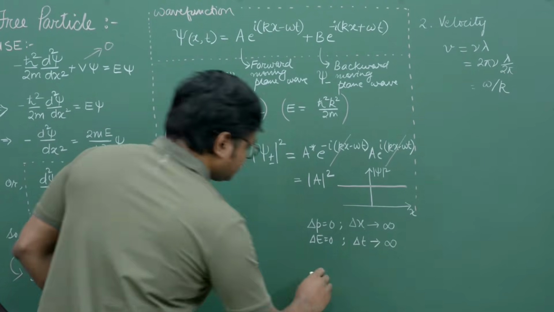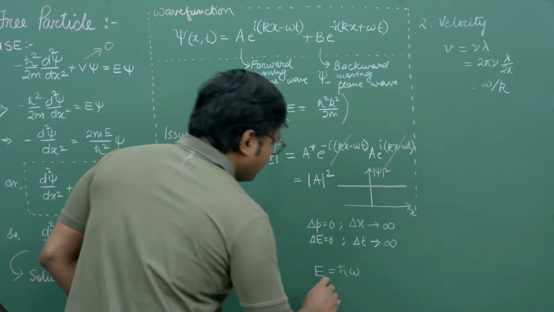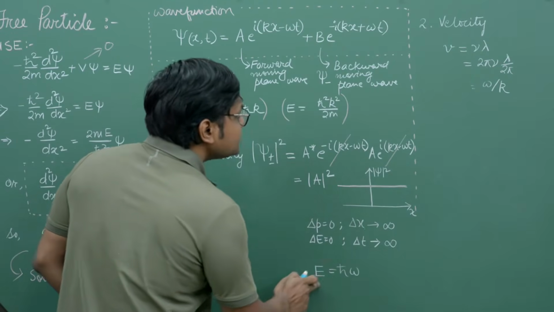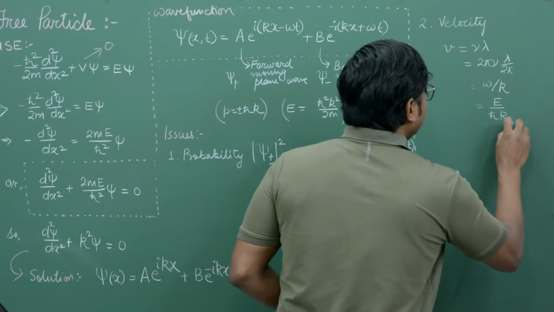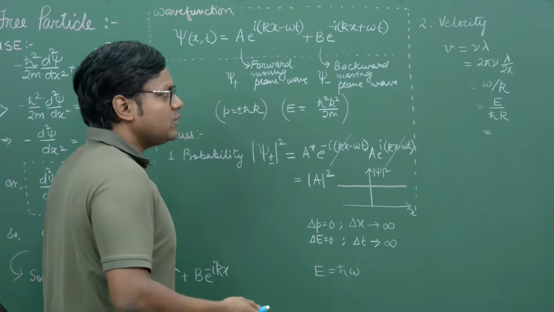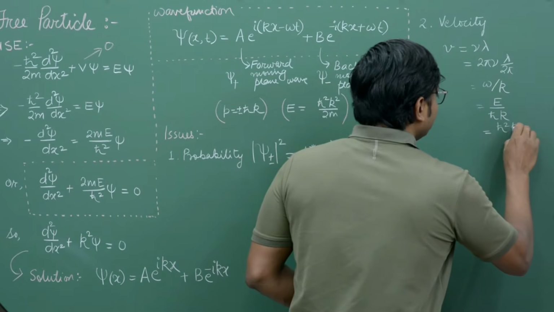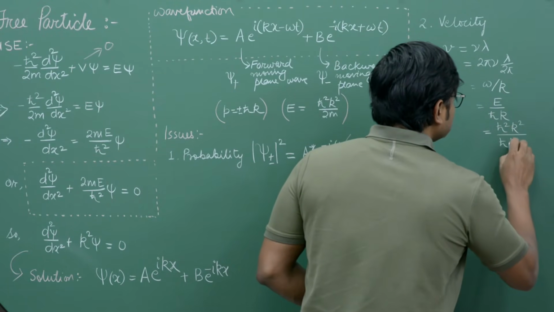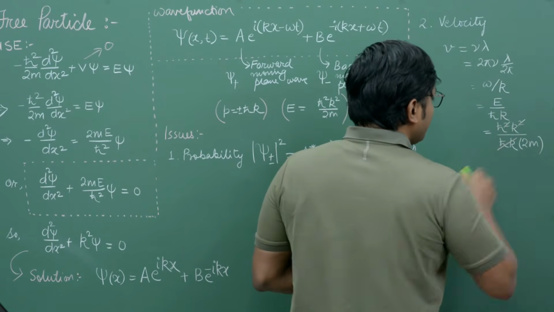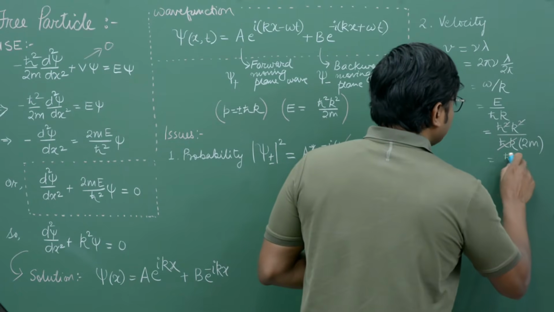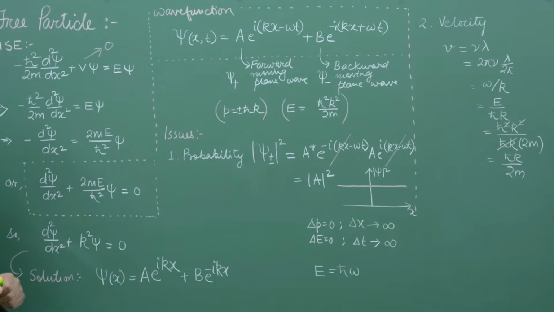So we know that E is equal to h cross omega, Planck postulate. So omega is equal to E upon h cross. So this is equal to E upon h cross k. But what is E? E is equal to p square upon 2m. P is again h cross k. So h cross square k square upon h cross k times 2m. So therefore here h cross k gets cancelled and we are left with h cross k upon 2m. Perfectly fine. This is supposed to be the velocity of this particular plane wave.